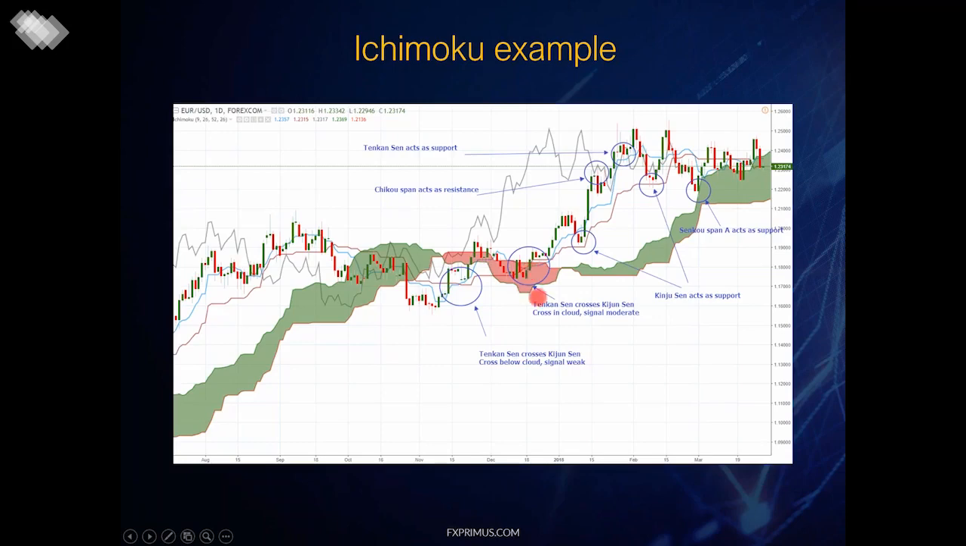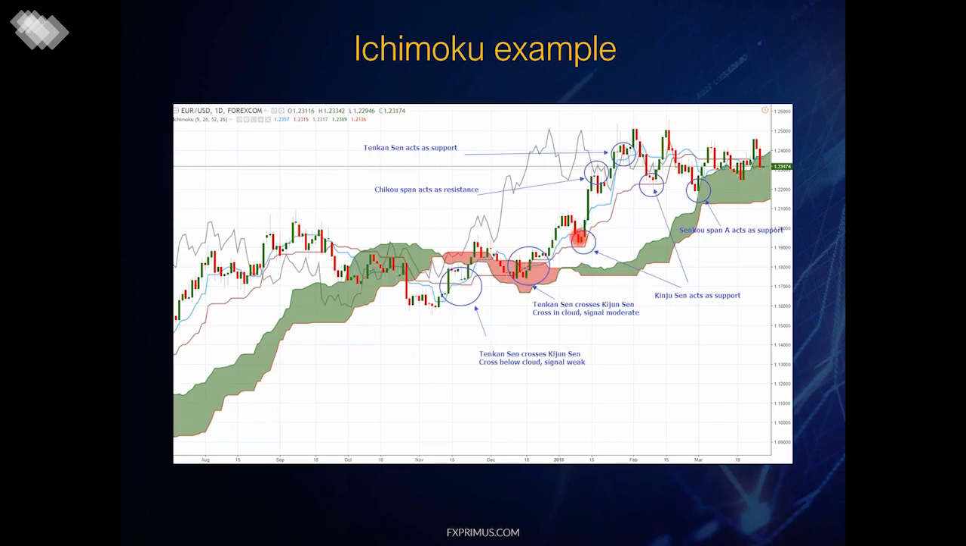Now over here we have the Tenkan Sen again crossing the Kijun Sen. Okay. Now the crossing is within the cloud, it's not outside. So in this scenario, the signal is moderate. Okay, it is moderate. Now we also identify some other different uses of those two lines.